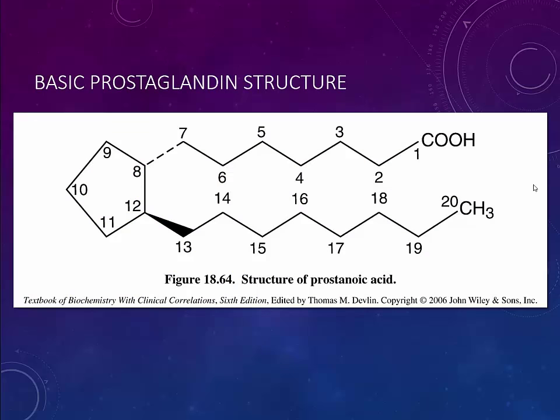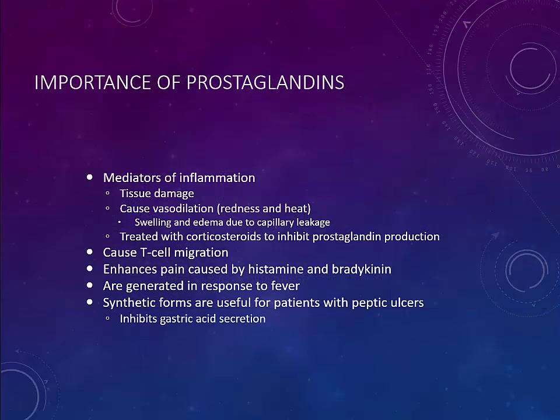So your basic prostaglandin, you can see, is basically a fatty acid. This is prostanoic acid. We have our 5-membered ring. That's about all that you see remaining of the cholesterol. It does have chirality. It's 20 carbons long, and that's it. It's a very simple, very small molecule. But what does it do?